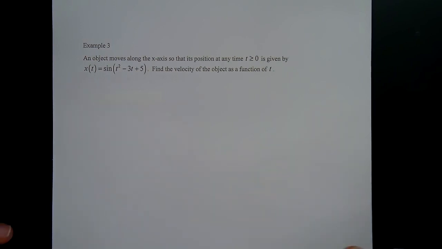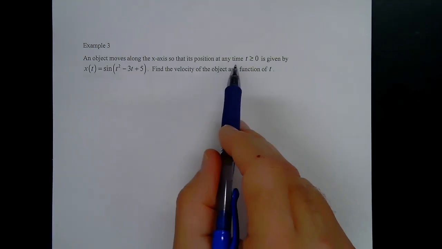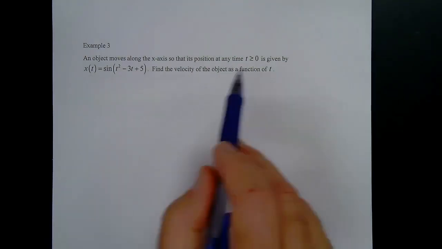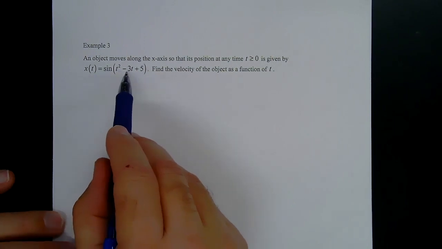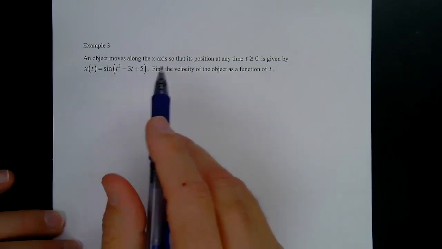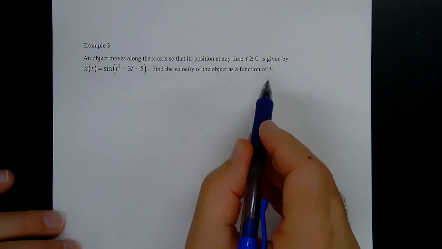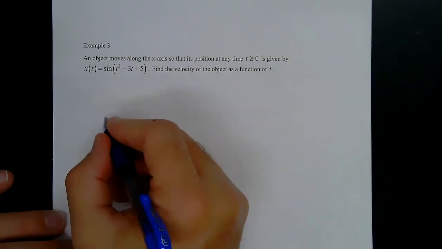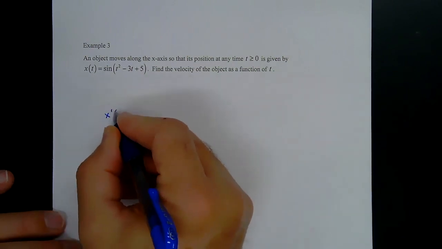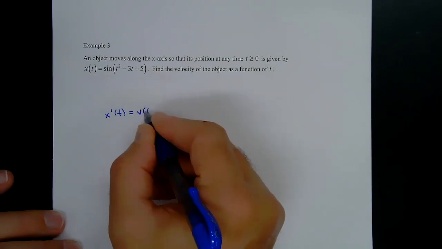So for this next example, an object moves along the x-axis so that its position at any time t greater than or equal to 0 is given by x of t is equal to sine of t squared minus 3t plus 5. Find the velocity of the object as a function of t. Okay, so how do we find the velocity? Well, we got to take x prime of t, which is equivalent to v of t, the velocity, right?